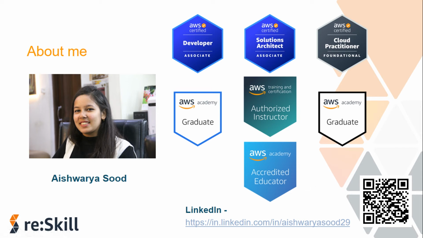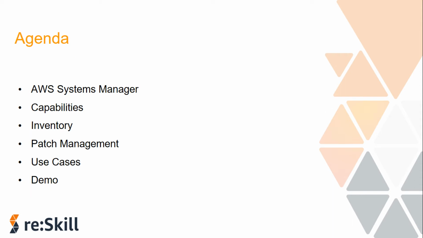So now let's go ahead with today's video and let me tell you what we are going to cover. We will discuss a little bit about the need for Systems Manager, what benefits it gives to us, and what capabilities it provides. The main focus in this video will stay on two main capabilities of Systems Manager, that is inventory and patch management. We will discuss a few use cases of it, and we will also see how to work with inventory and patch manager on the AWS console.